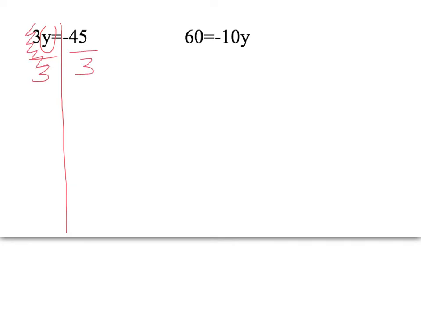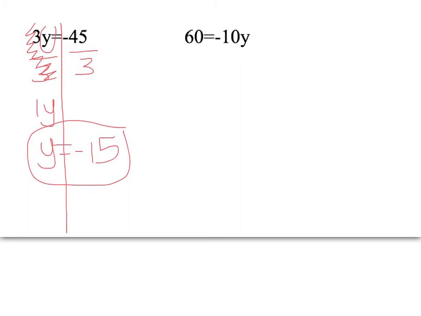3 divided by 3 is 1, so I'm left with 1y, which is the same as just y. And then on the right side, I'm left with negative 45 divided by 3. Okay, negative 45 divided by 3 is just negative 15. Okay, if I go back and plugged negative 15 in for y, I should end up with the left side equaling negative 45, the right side equaling negative 45, so I know I would be right.